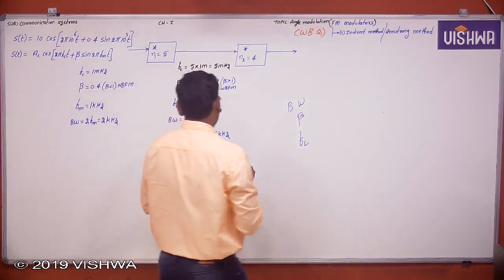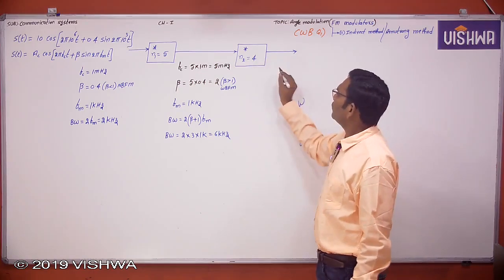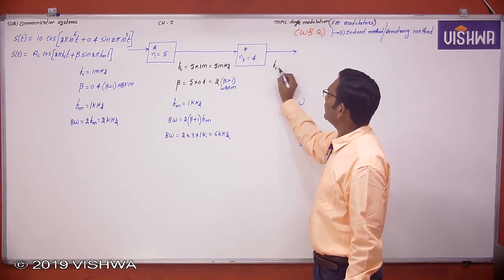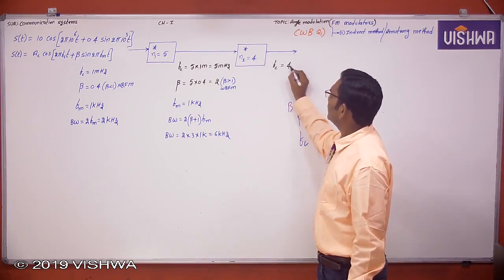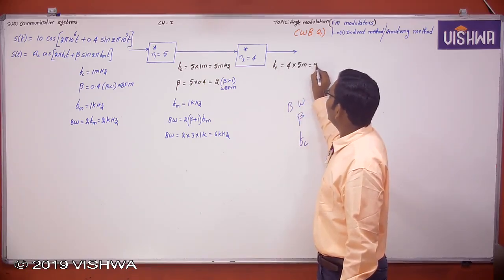Now this is applied to a second multiplier. The second multiplier is 4. Now the carrier frequency FC becomes 4 times, so 4 into 5, which is 20 megahertz.